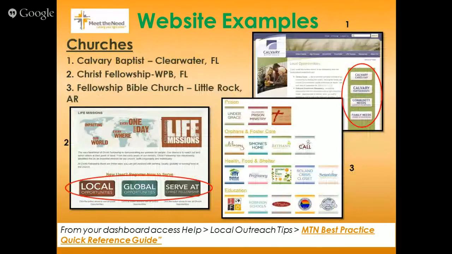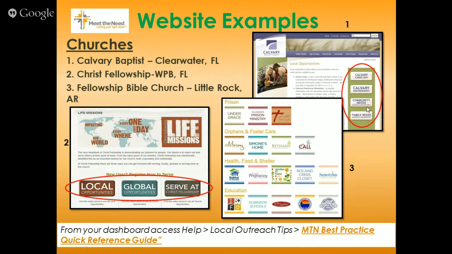Here are some website examples for churches. These are 3 churches. One is Calvary Baptist up here in the top right, where they have a button for a particular event that they have that goes on a few times a year. They have a button to show all their partner needs, and they don't post those needs. Those are needs posted by their partners in the community.